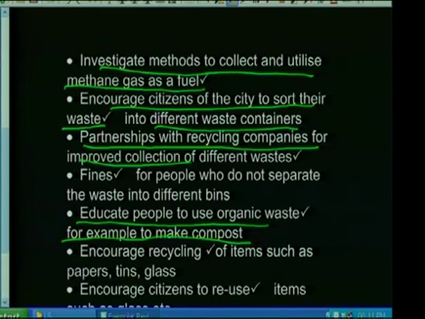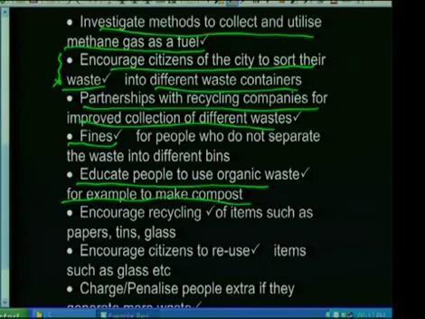Paper, plastic, glass. So in other words, this is going to help us to recycle those things that we can recycle. Got to make partnerships with recycling companies for improvement of collection of different waste. So in other words, first get the citizens in your area to separate their waste. Now when you collect this waste, you're going to take it separately. Then you work in partnership with a recycling company to come to the municipal areas and collect the materials that can be recycled.